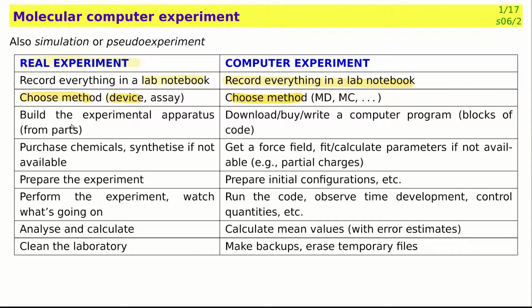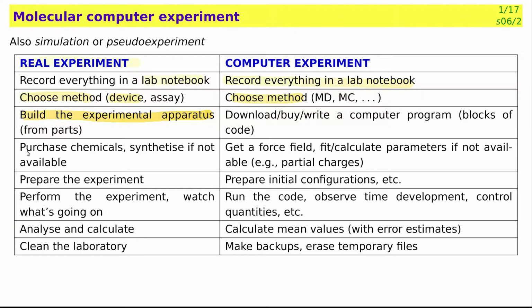In a real experiment, you usually build the experimental apparatus from parts. So you purchase different parts and assemble what you need. You don't do everything from scratch. And it's quite similar for a computer experiment. You can write your own computer program, but usually, especially in biochemistry, you download or buy a computer code, and often it comes in a form of blocks of code, so you must assemble what you wish from these pieces.